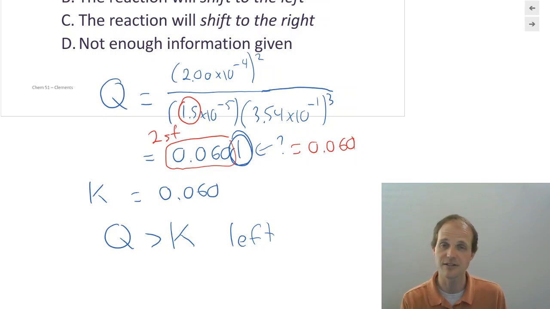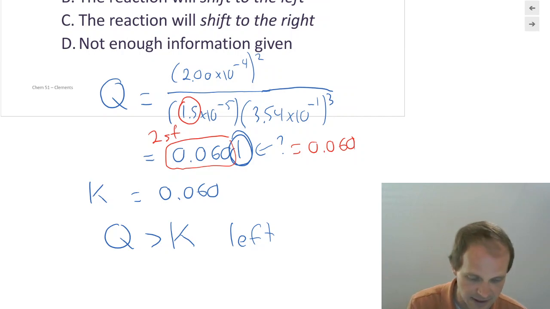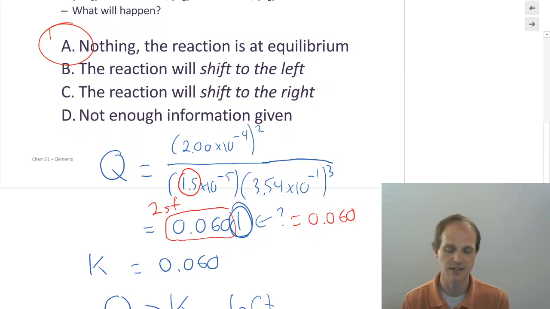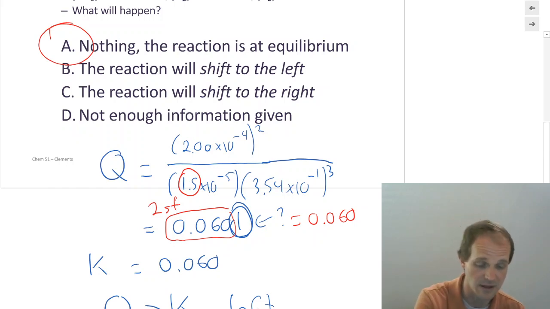But you do have to keep track of your significant figures and say, do I know that that's going to happen? Or within my significant figures, is this reaction at equilibrium? All right. So let's go ahead and do that one. We're going to call that the correct answer. The reaction is at equilibrium within our significant figures.